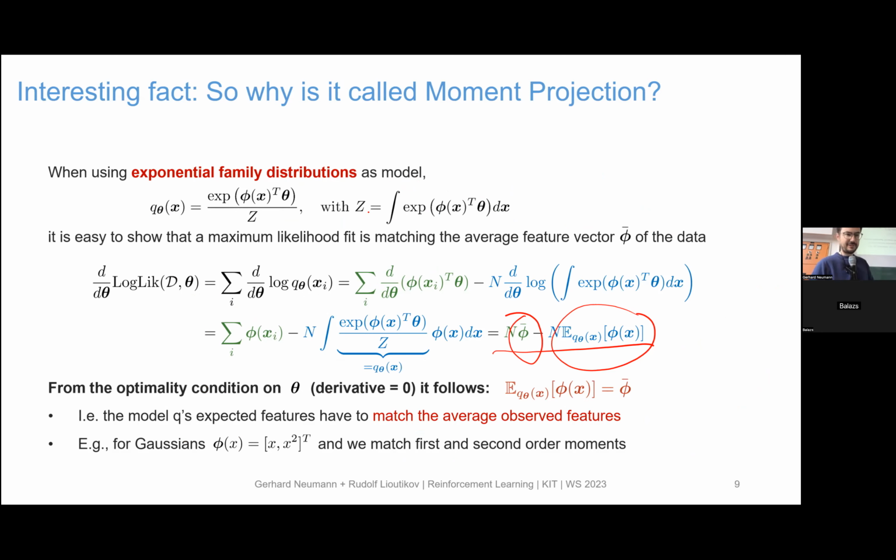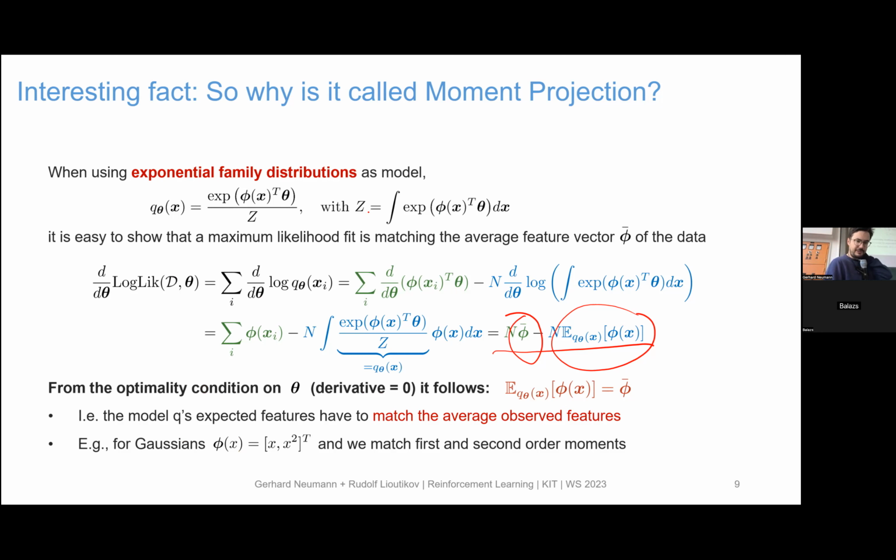And then there is also an interesting additional observation. Why is it called the moment projection? It has nothing really to do with variational inference right now, but I think it's an interesting observation to understand in general what is going on in machine learning. So we just cover it here because it fits quite well if you discuss these divergences. So why is it called the moment projection?